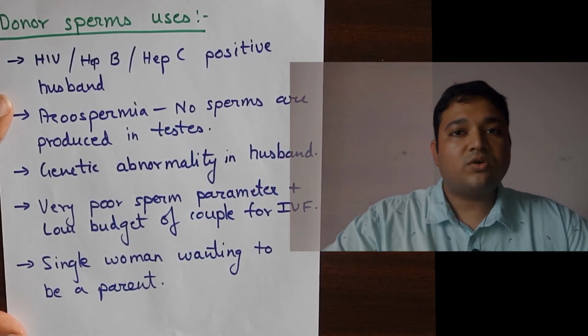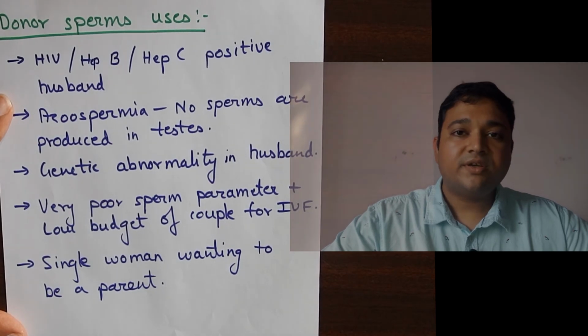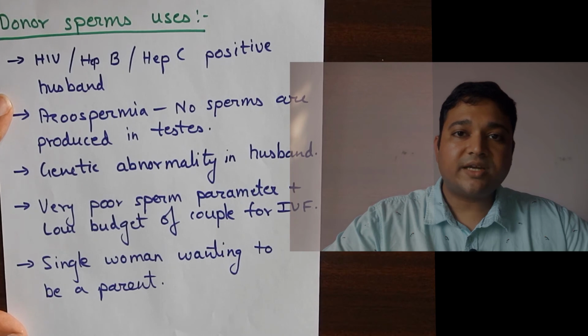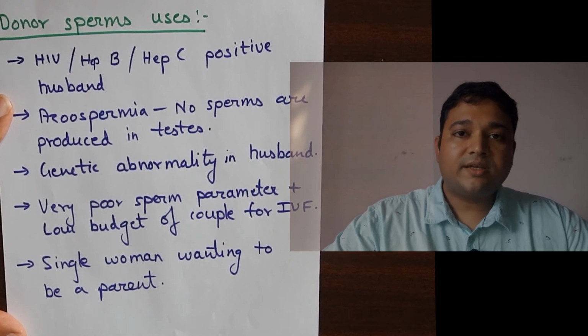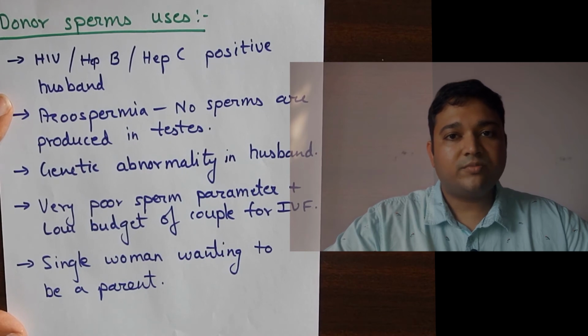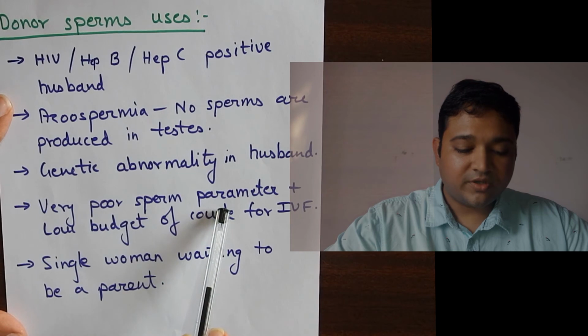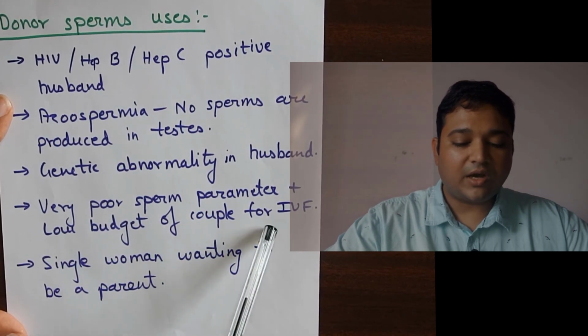Donor sperms are also recommended in cases of genetic abnormalities in the husband. That means that the abnormality is so severe that it should not be passed down to his children, or the abnormality is such that he cannot conceive to begin with. Another important factor for donor sperm use is very poor sperm parameters in the husband, which is also combined with low budget for the couple for IVF.